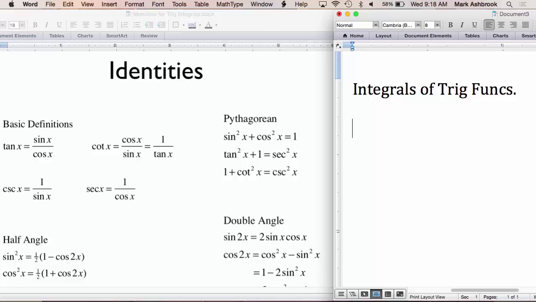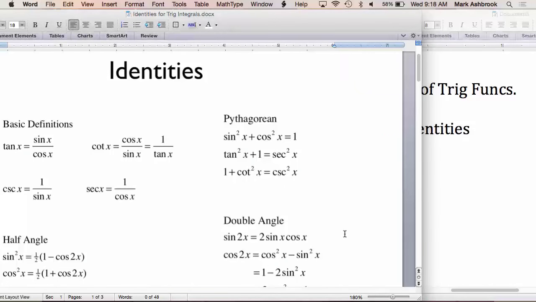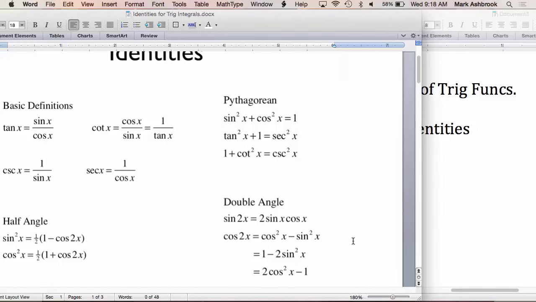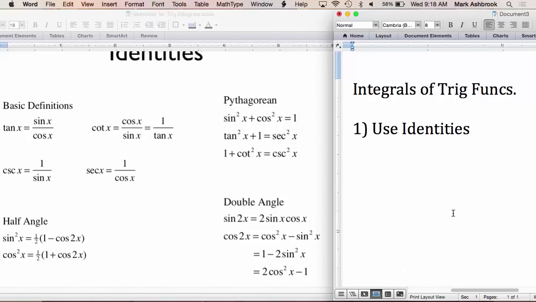Okay, so the first line of defense here is identities. A big part of this is identities. I've given you a list, so use identities to change the form, so we're doing whatever we can to change the form into something more workable. And so the identities are crucial. And here's a list that I will post on Blackboard for you. These are the ones that you need to know.